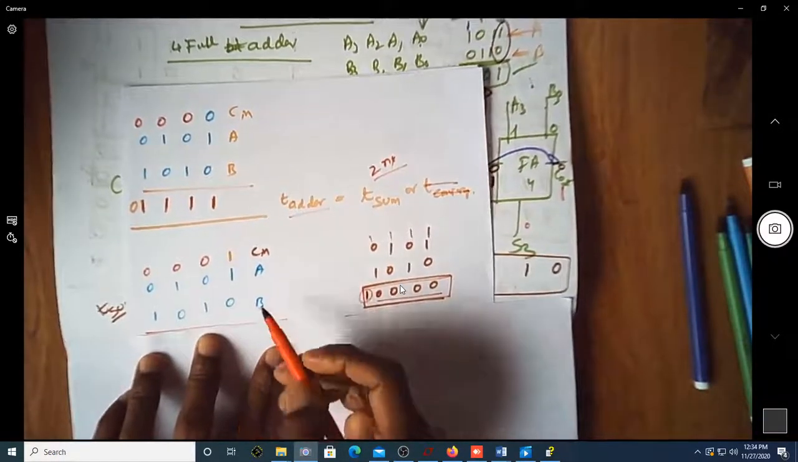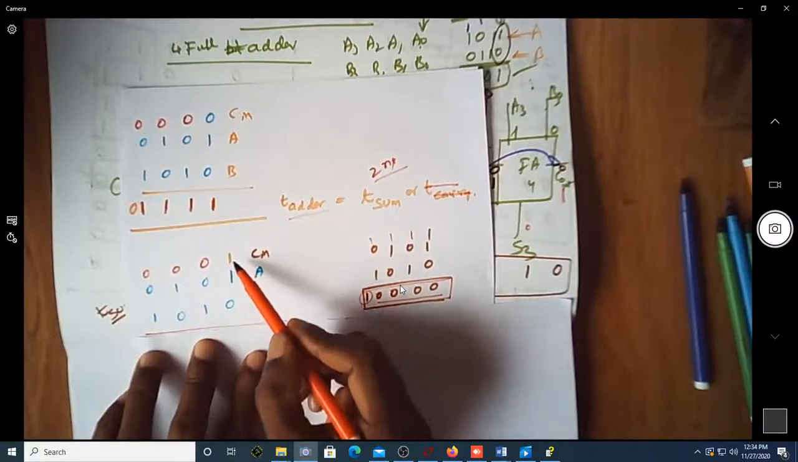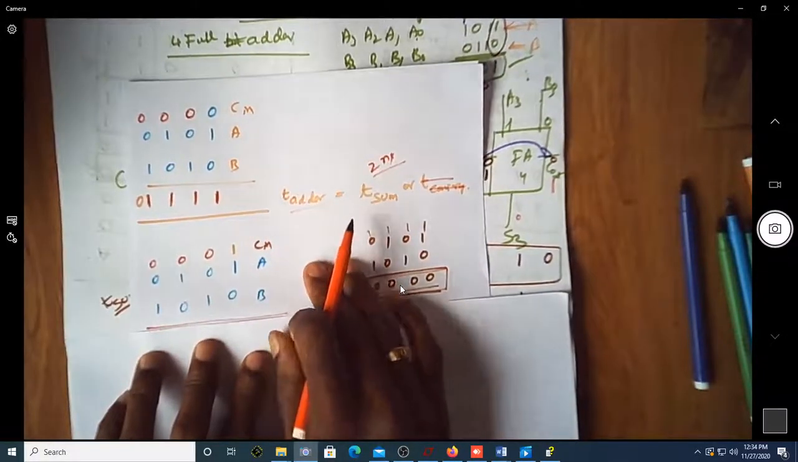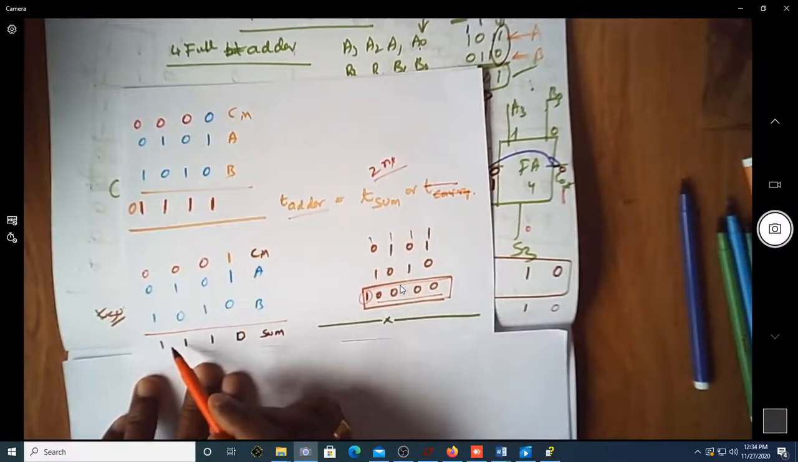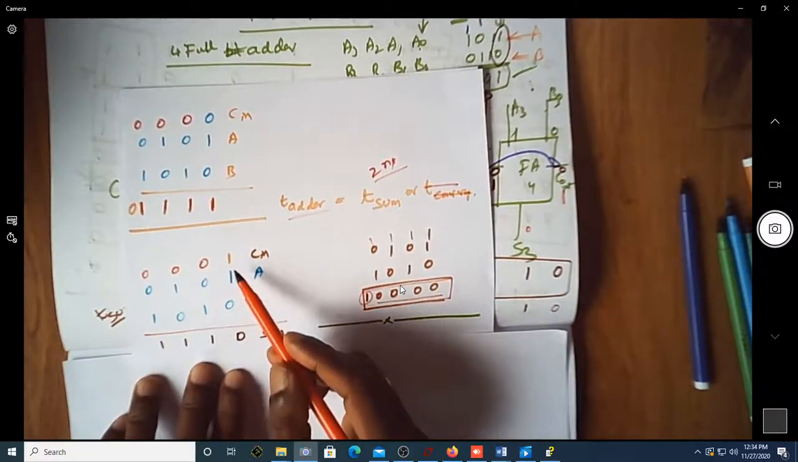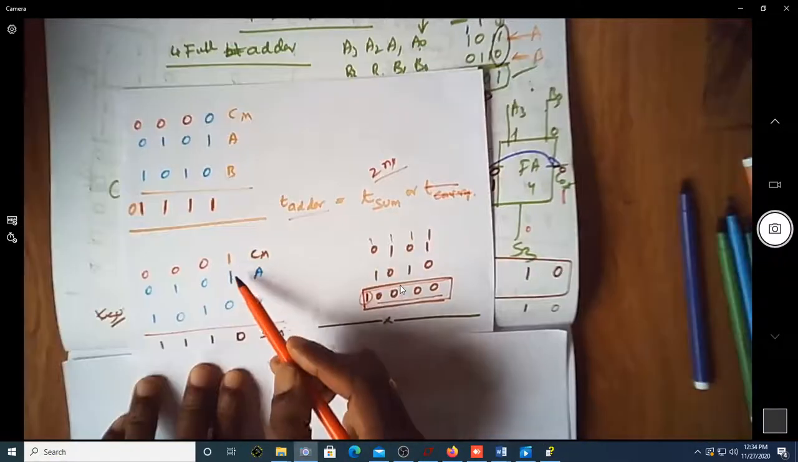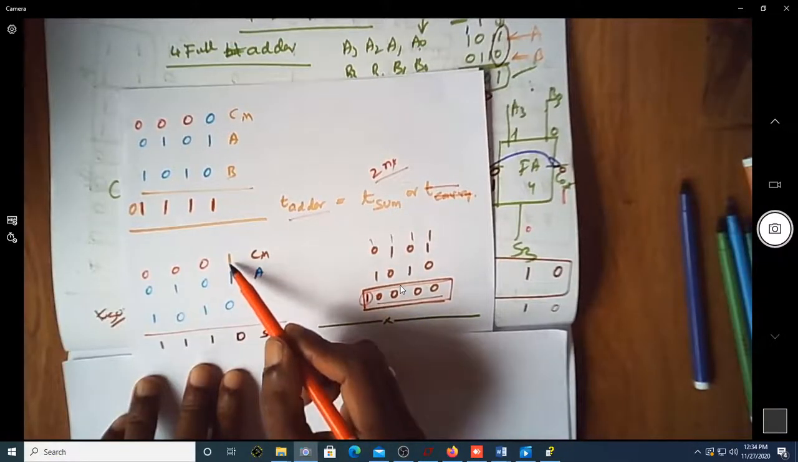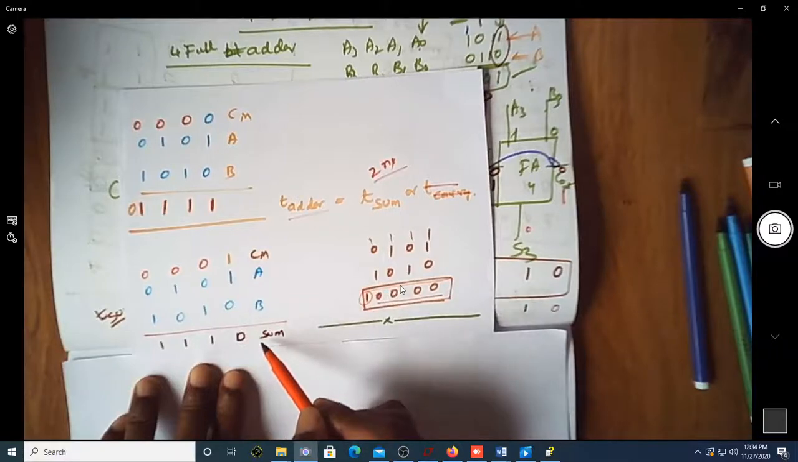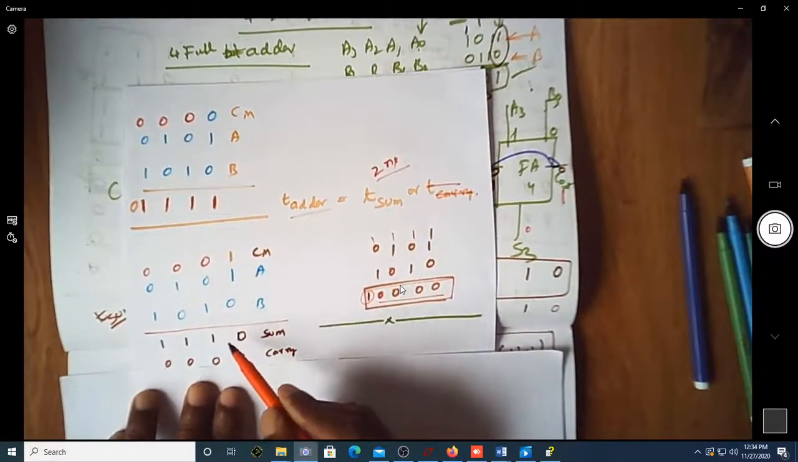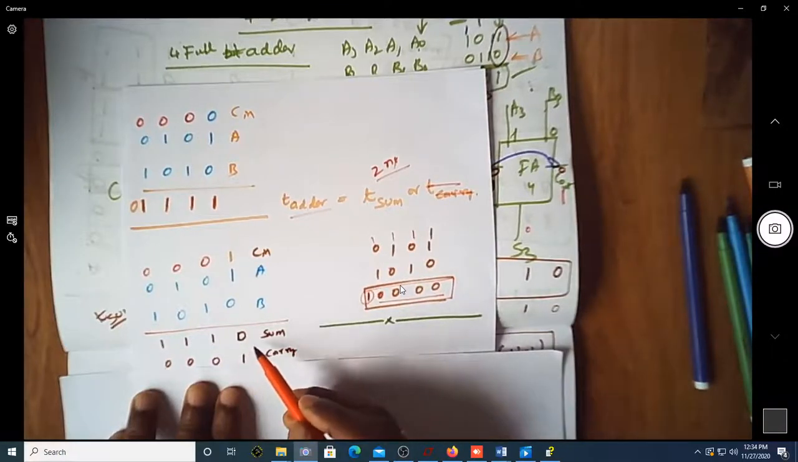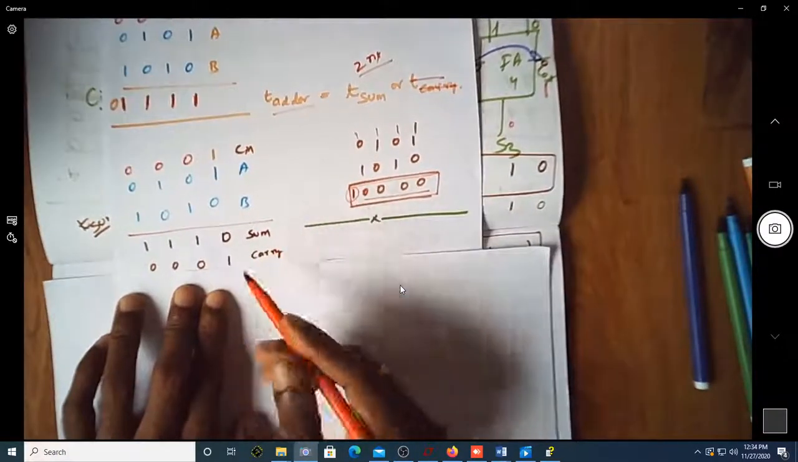At the instant you apply the A and B inputs and Cin equal to 1, it takes some time to get the sum, because at the instant when you are giving A and B and Cin, if you can see here it is 1 1 0, sum is 0 and carry is 1. So this is what we're going to get: sum and carry of the individual full adders.